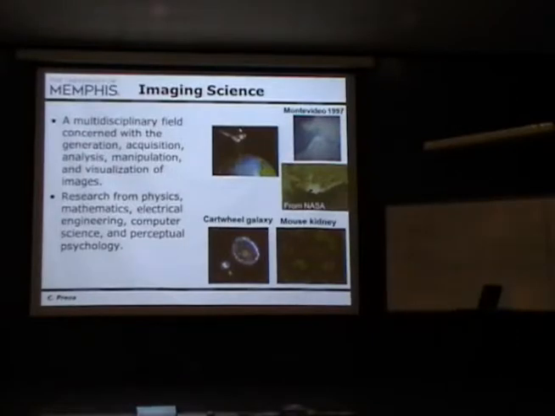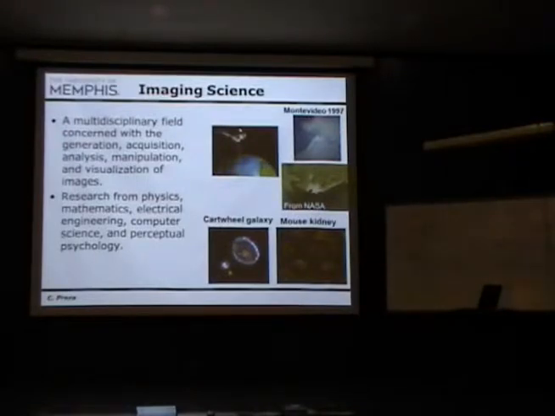Okay, so I thought I'll start with a very broad definition of what is imaging science, right? So if you Google imaging science and go to Wikipedia, you'll find part of these words. It's a multidisciplinary field, and it's concerned with the generation and acquisition of images, the manipulation of images, the analysis that you can do with images, and of course the visualization of images. Anything that you can imagine that you can do with images.